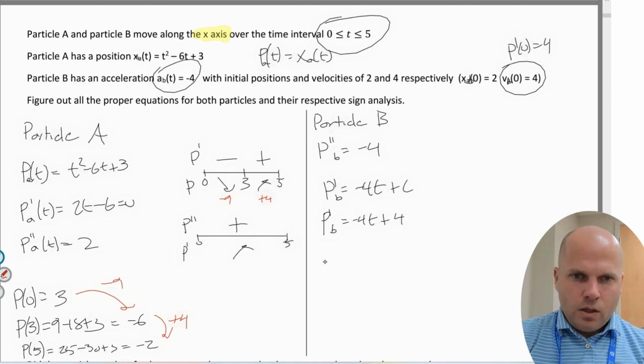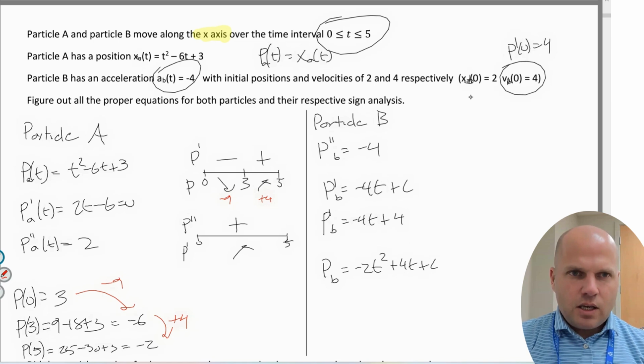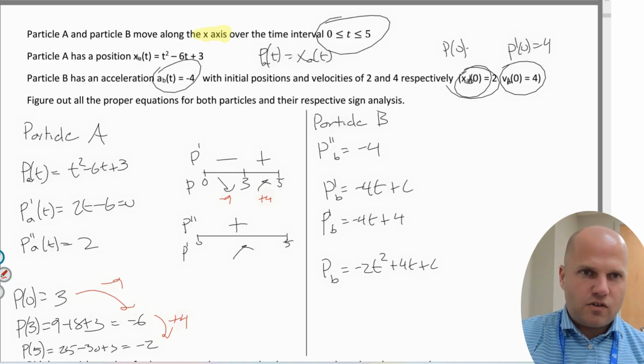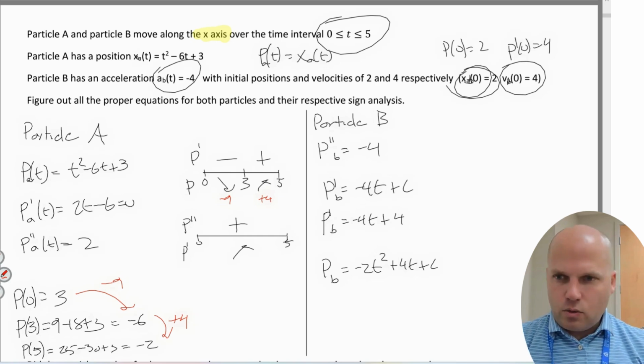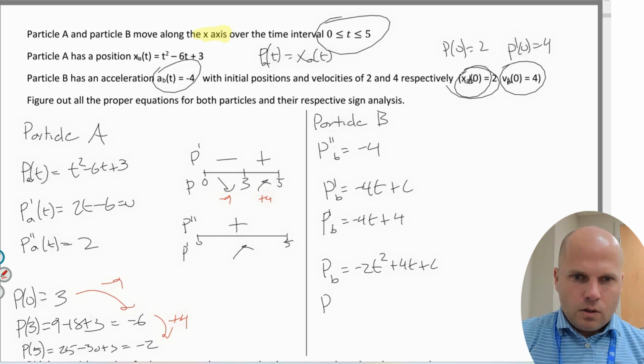Great. I'm going to go back again from p prime to p. The position of particle B, where it's located, is negative 2t squared plus 4t plus c. And I know my original position is 2. So this is p of 0 is 2. So if I plug in 0 into p of B, I'm going to get 2. That means c is going to equal 2.